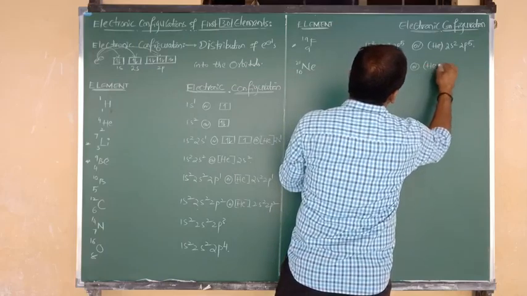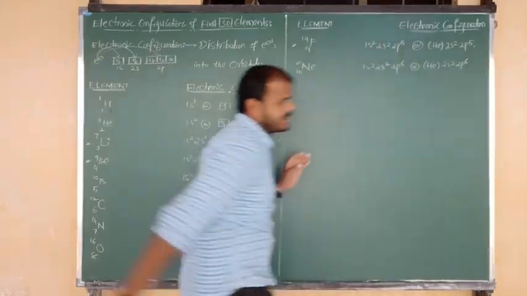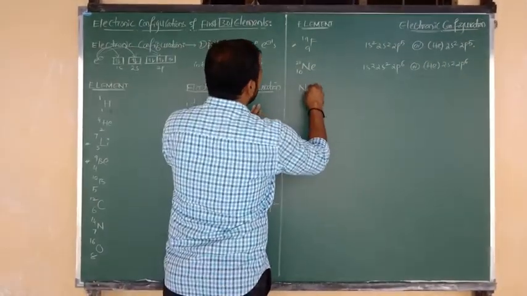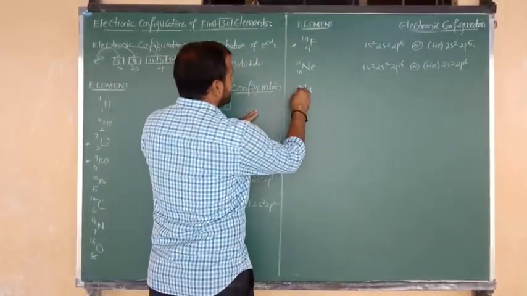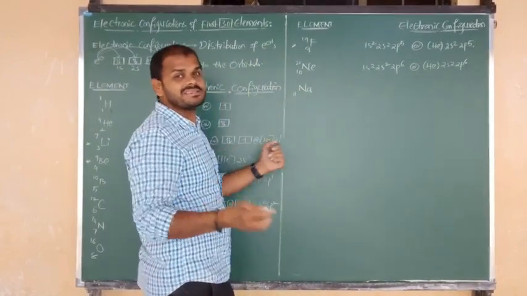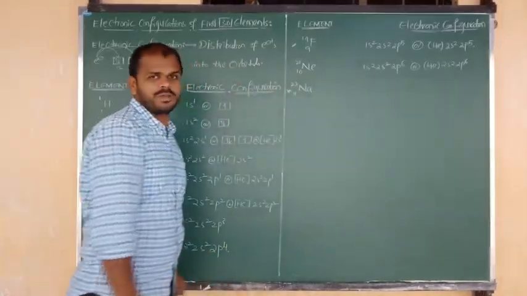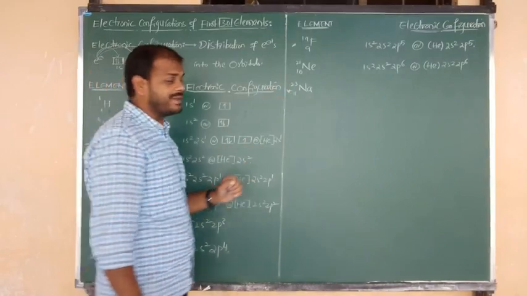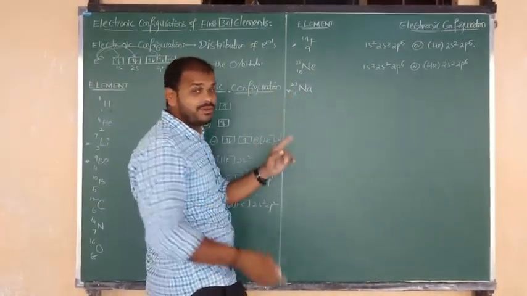Its electronic configuration is helium 2s2 2p6. Next one is sodium. The symbol is Na. Its atomic number is 11. The mass number is double plus 1. 11 plus 11 is 22, 22 plus 1 is 23. So sodium's atomic number is 11 and the mass number is 23. Whatever that may be, the atomic number is 11, meaning 11 electrons are there.